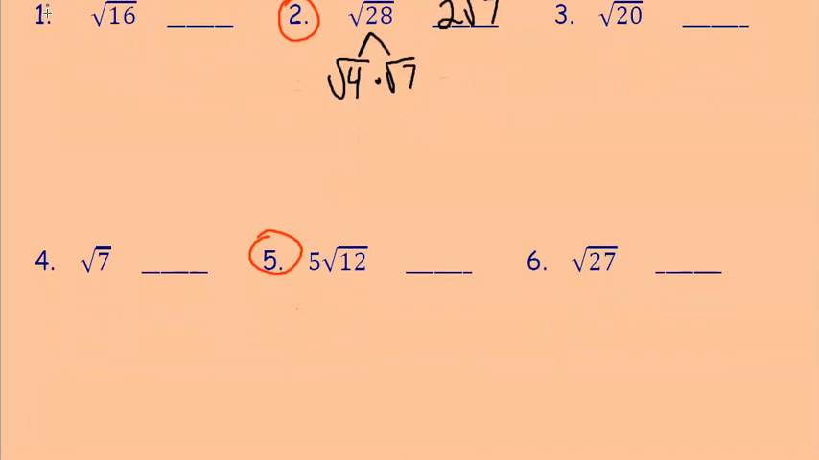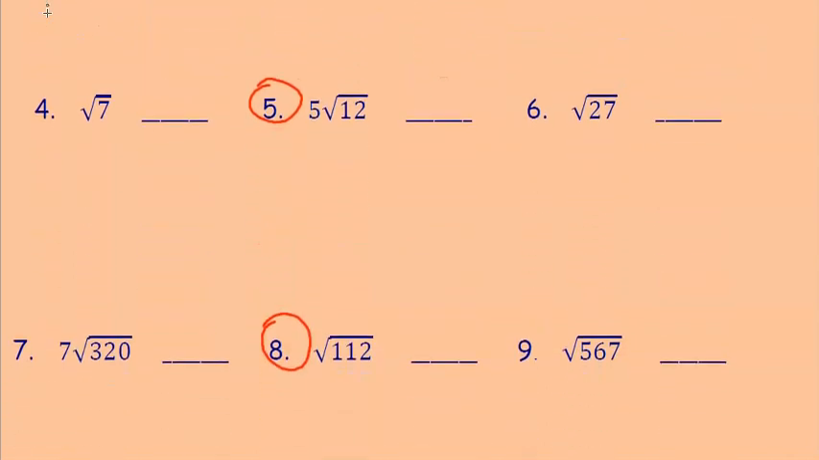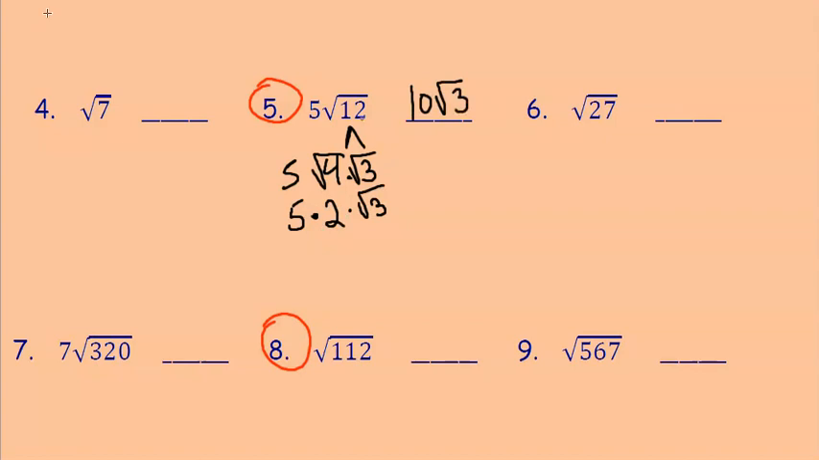Let's look at number 5. 5 square root of 12. So notice we have a number out here outside of the radical. For a moment, we're going to set it aside and simplify the square root first. 12 is 4 times 3. The square root of 4 is 2. We have a 5 that we're bringing down, and we have square root of 3. So at the end, we're going to multiply the number on the outside by the 2. 5 times 2 is 10. So we have 10 square root 3.